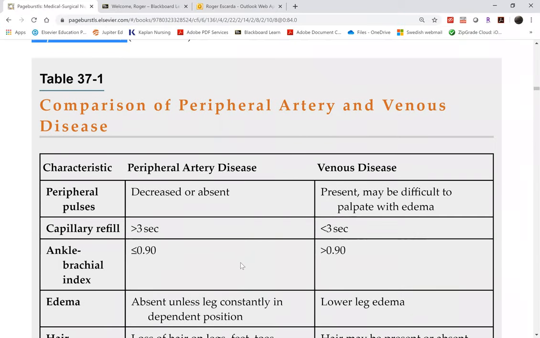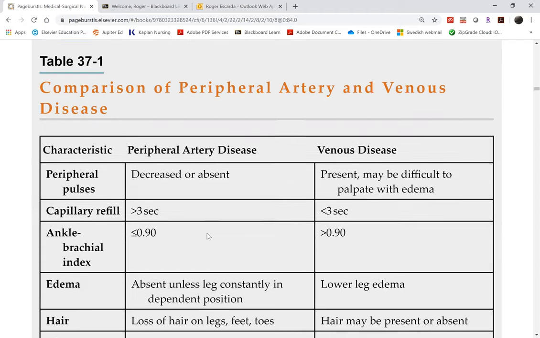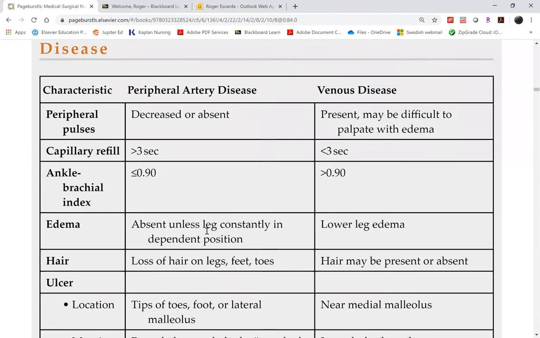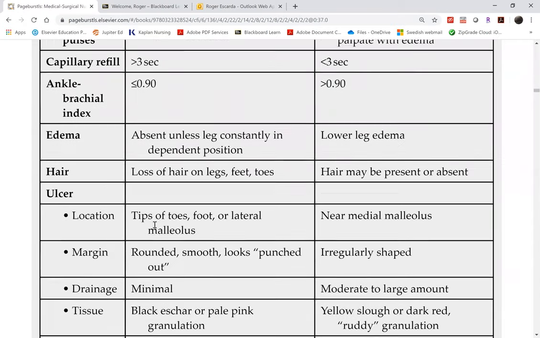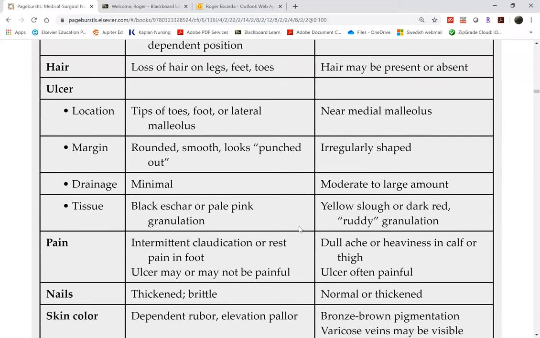So chapter 37 talks about arterial and venous problems. We'll have arterial problems toward the middle and two-thirds of the chapter. So the comparison is here. This is what I mean by the ulcers that form. This is where you get the answer to that question.